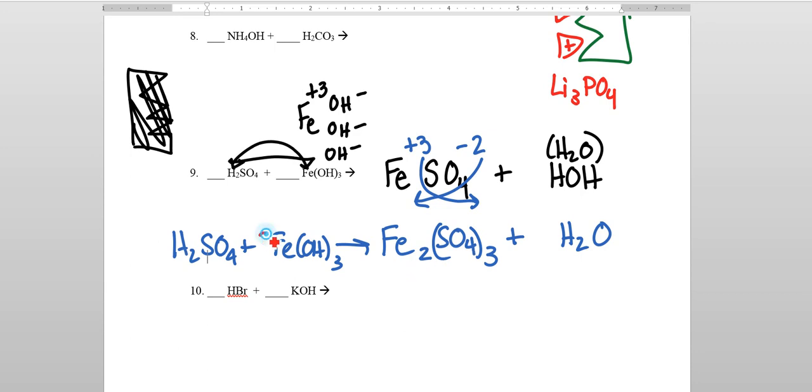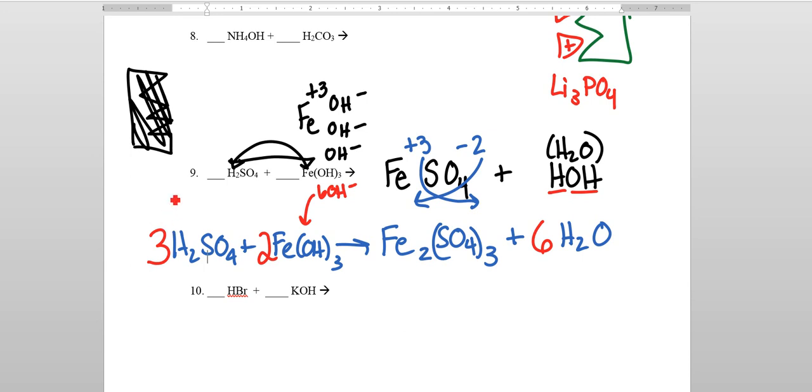So one thing you might notice is that there are 2 irons on this side, so I'm going to need 2 irons on this side. Okay, and notice now I have 6 OHs over here, so I'm going to need 6 OHs on this side. So I'm going to turn this into a 6, because remember, we think of water as being like HOH. Okay, and now I need 6 H's over here, so I'm going to put a 3 in front of that.